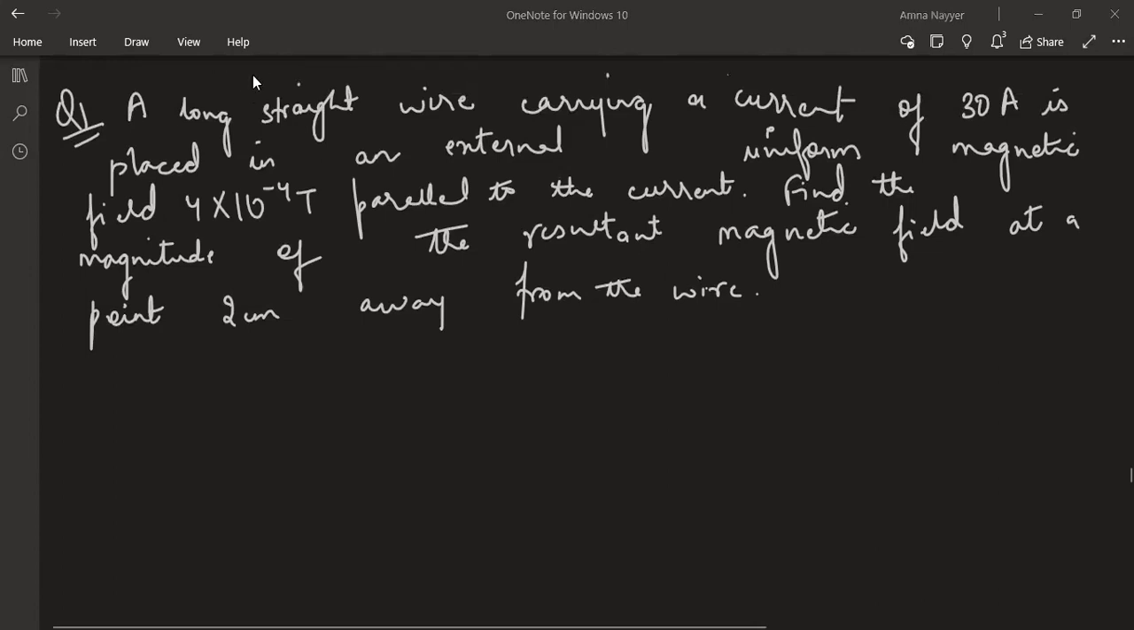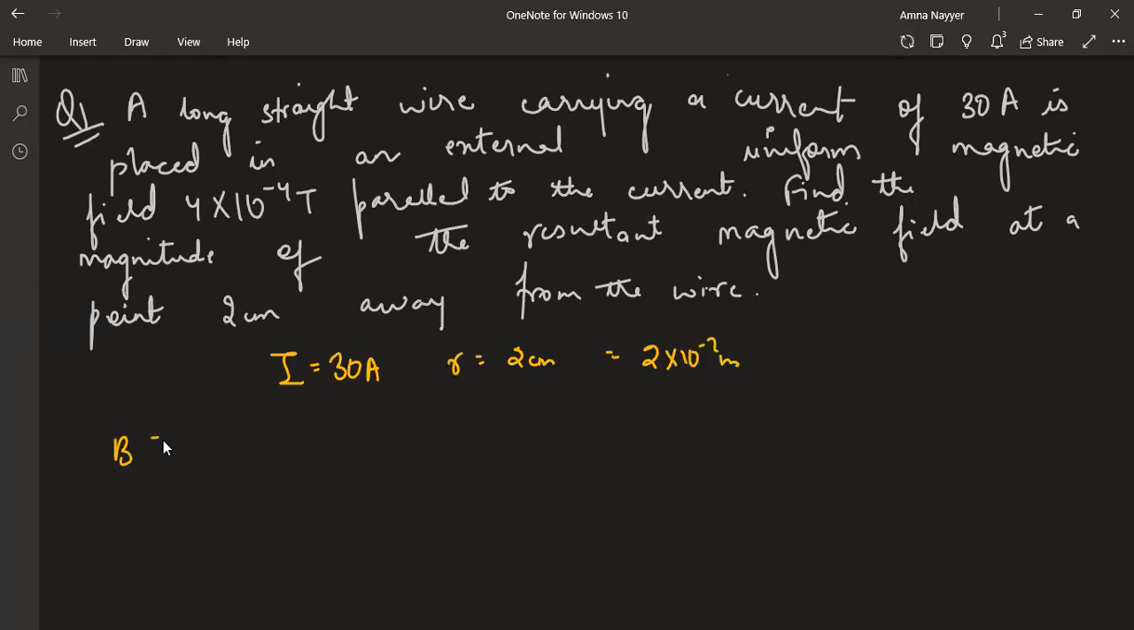Yes, any answers? See, it says that a long straight wire carrying a current of 30 ampere is placed in an external uniform magnetic field 4 into 10 to the power minus 4 Tesla parallel to the current. Find the magnitude of the resultant magnetic field at 2 centimeters away from the wire. See, current is 30 amperes. Radius is given as 2 centimeters, so we'll write this as 2 into 10 to the power minus 2 meters.